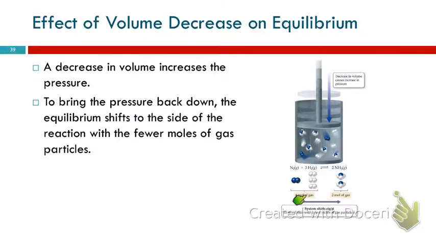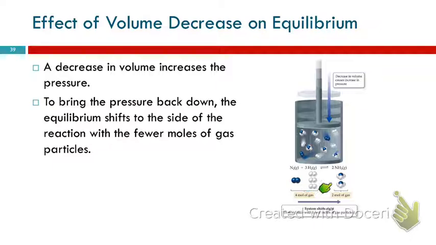So here we have nitrogen and hydrogen making ammonia. So if we decrease the volume, that causes an increase in pressure. The system says, I don't like this. What can I do to lower the pressure? Well, how do you lower the pressure of a gas? You would remove some or cause there to be fewer particles, right? Because the pressure of a gas doesn't depend on what the particles are, it's just how many particles.